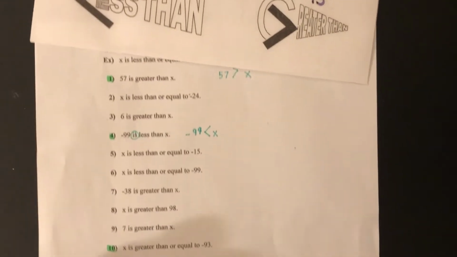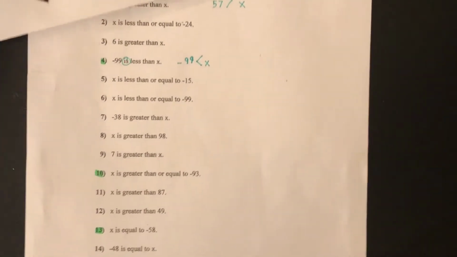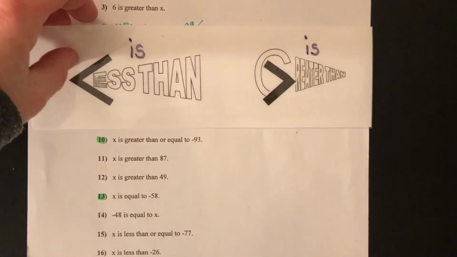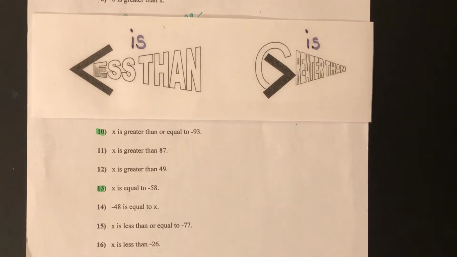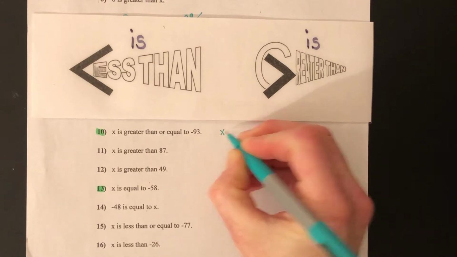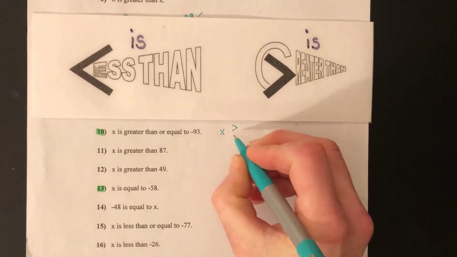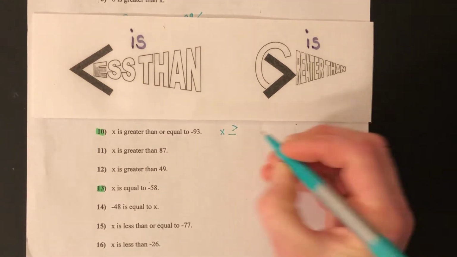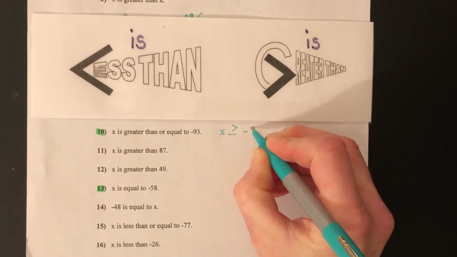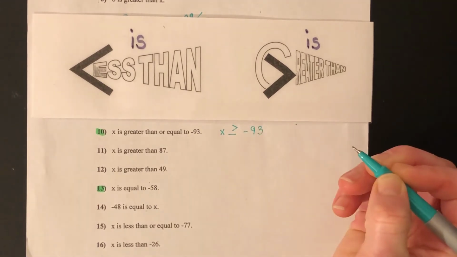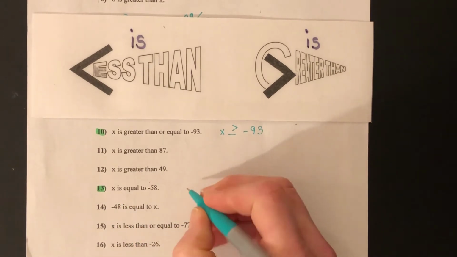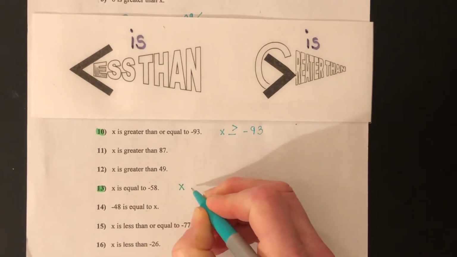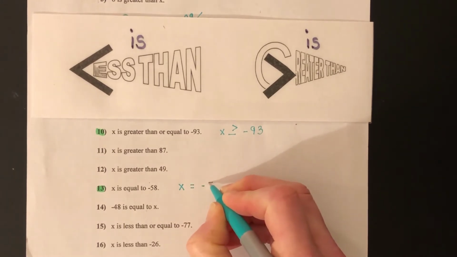Now let's come down. We're going to do 2 more. I'm doing examples of each type. Number 10, x is greater than or equal to negative 93. X is greater than or equal to negative 93. And finally, x is equal to negative 58. That's as easy as they get. X is equal to negative 58.